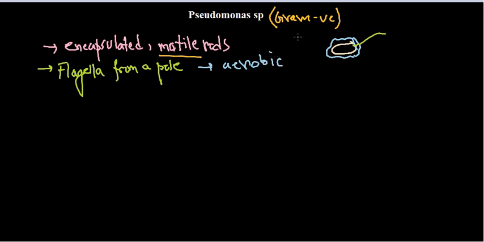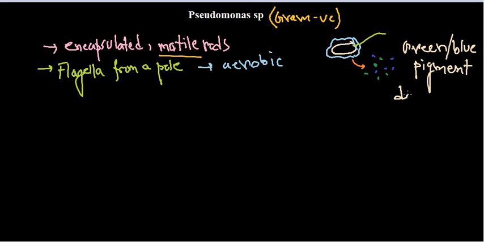Okay, and the important and unique thing about this bacteria is that it can produce a kind of diffusible green and blue pigments. That's the important thing. What they produce is a kind of pigment. So let me draw. Let's say green or blue. So they can produce this green, blue pigment, which is diffusible.